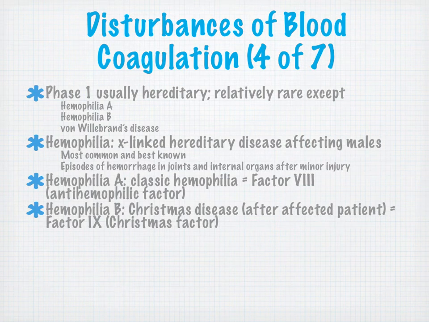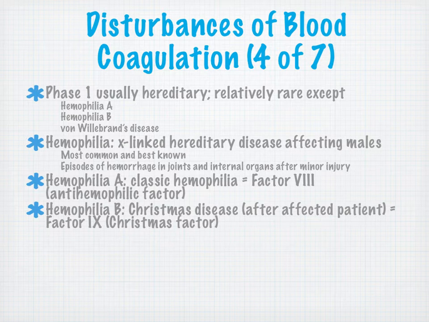And so let's look here at what happens. Relatively rare phase 1 problems, except for hemophilia A and B and von Willebrand's. We also have an X-linked hereditary hemophilia that's most common and best known, with episodes of hemorrhage in joints and internal organs after a minor injury. And then hemophilia A is considered our classic hemophilia.